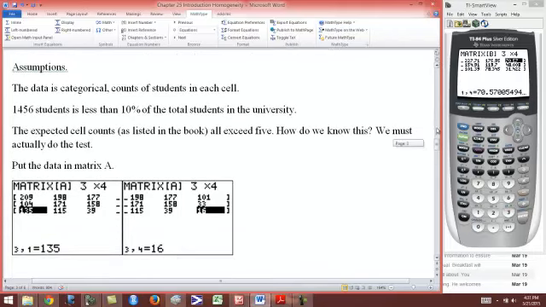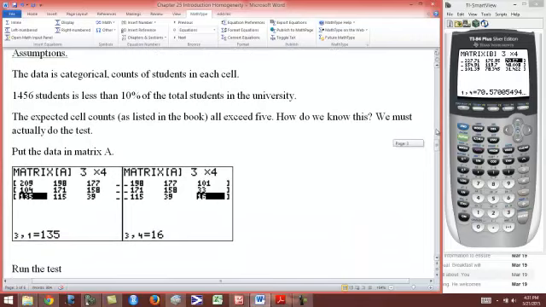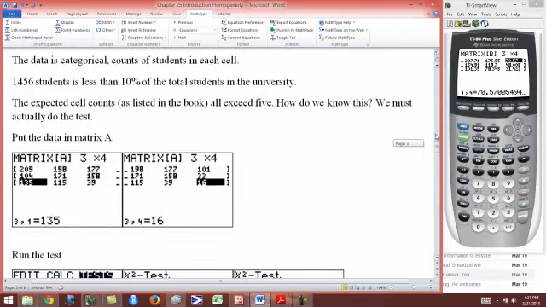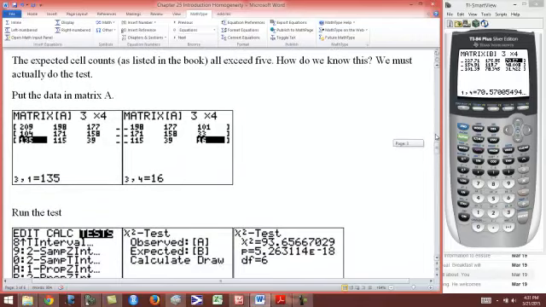Assumptions. Data is categorical. Counts of students in each cell. 1456 is less than 10% of the total students in university, we hope. Expected cell counts all exceed 5. How do we know this? Okay, now, once you're dealing with the chi-square test for homogeneity or later on for independence, you have to actually run the test to find out what the expected counts are. Unless you want to do them all by hand, which you're welcome to do, but I don't encourage it.